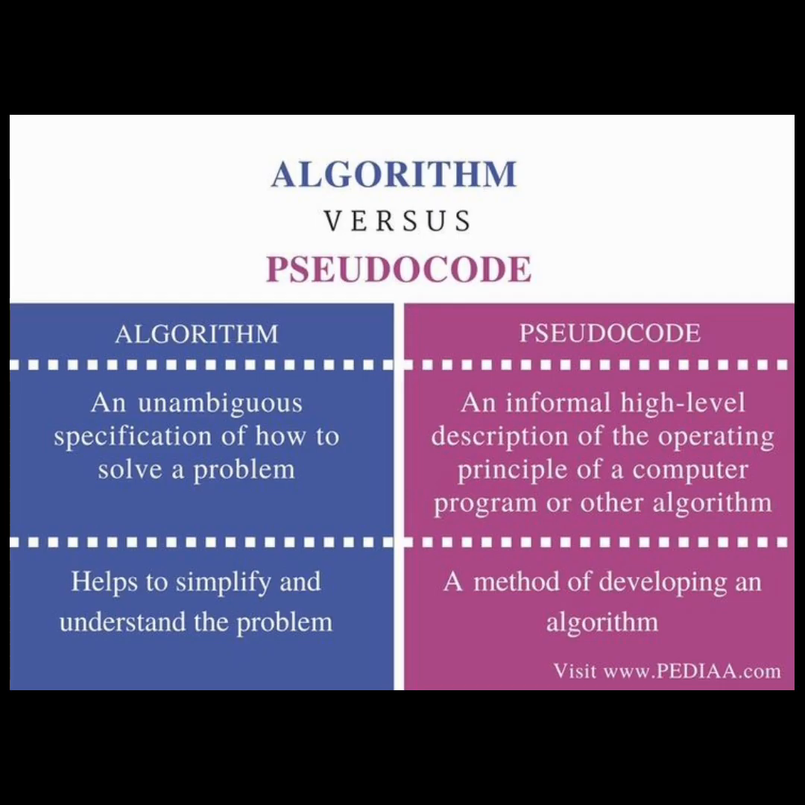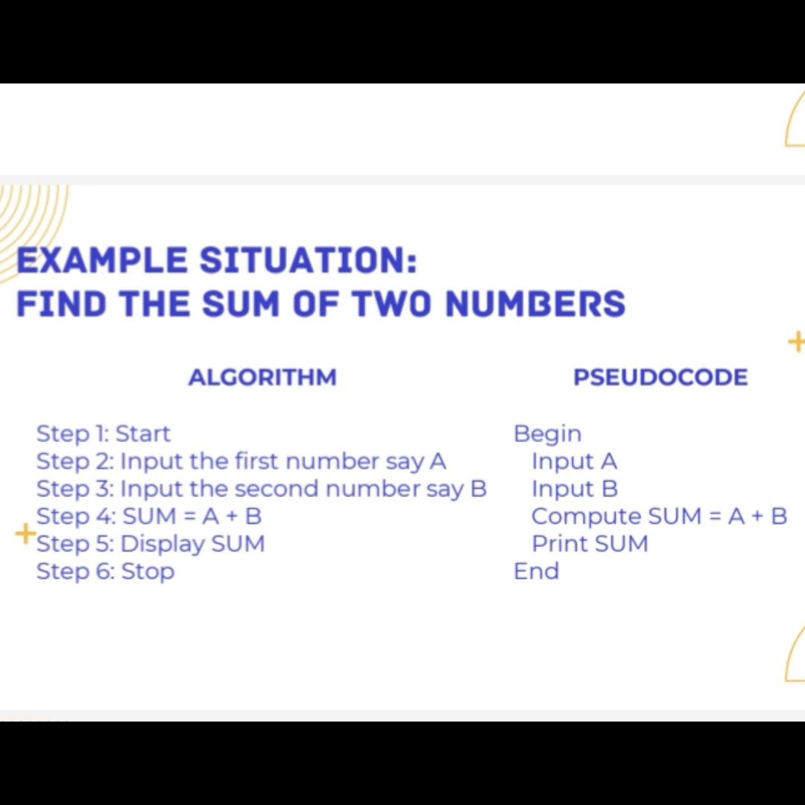So as you can see, these are the differences between algorithm and pseudocode. This is an example situation of an algorithm and pseudocode: find the sum of two numbers. As you can see, the algorithm begins with start and the pseudocode begins with begin. Input the first number, say A, but in pseudocode it is input A. Step 3, input the second number, say B, but in pseudocode it is input B, etc. These are the differences between algorithm and pseudocode. Credits to the owner of this PowerPoint presentation.